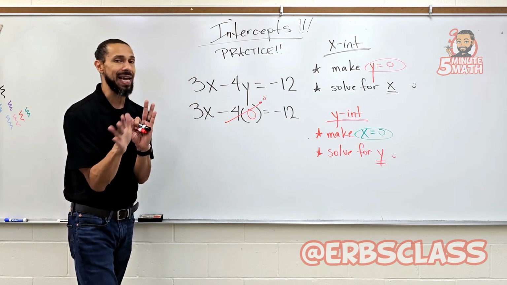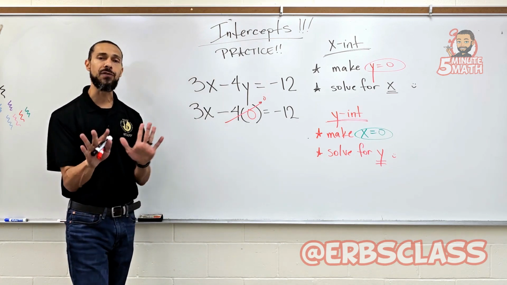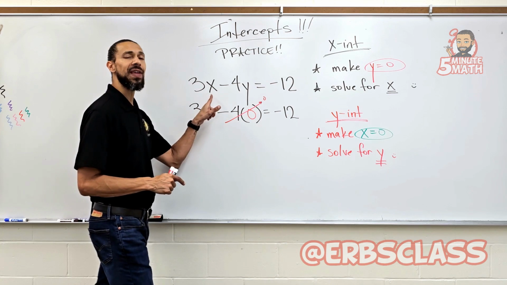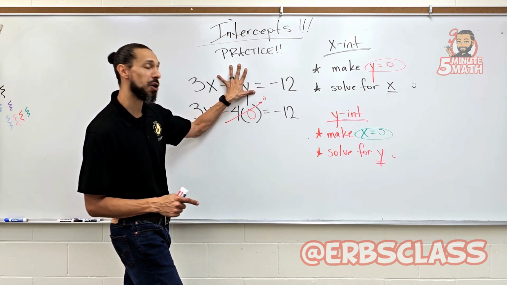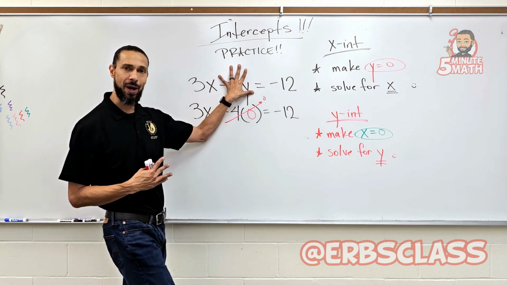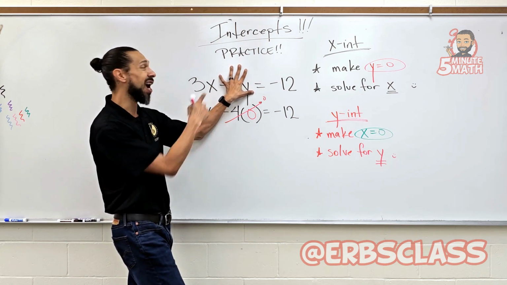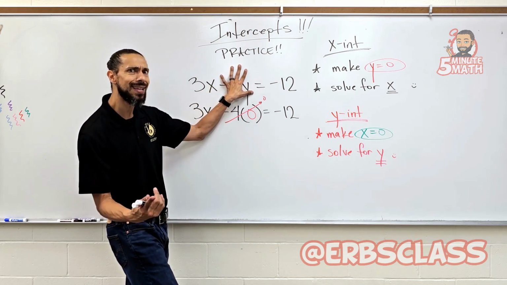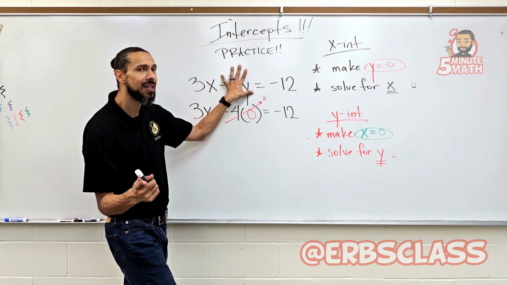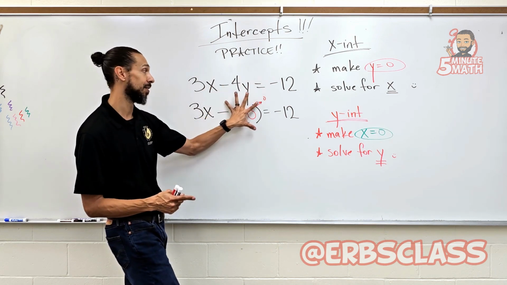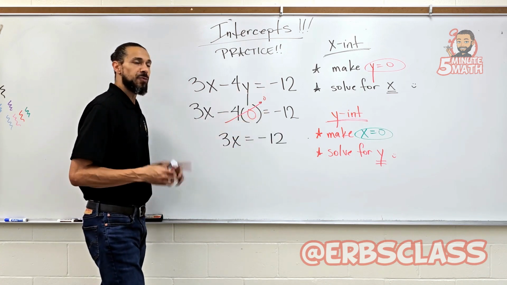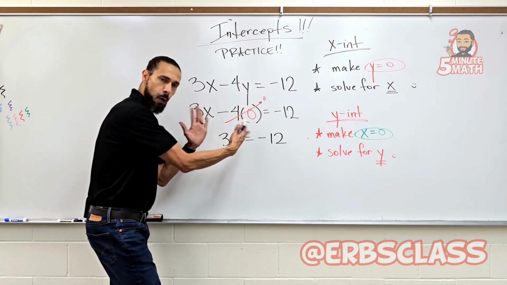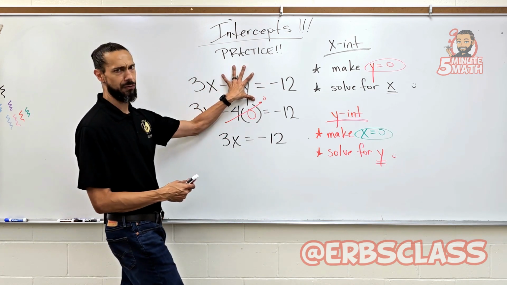So I teach it like this sometimes in class. I call it the cover-up method, right? When you're looking for the x-intercept, all you have to do is cover up the y term and write down what's left in this equation. What's left when I cover this up? Exactly right. The same thing that's left in this equation when I get rid of this. 3x equals -12.